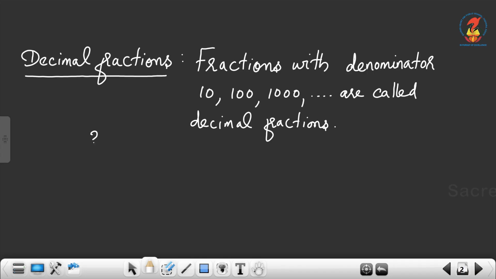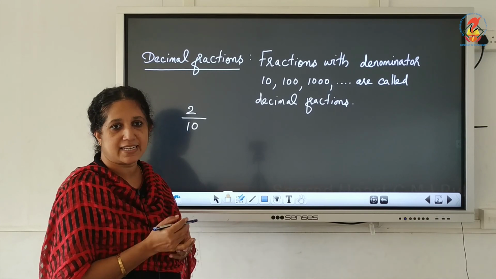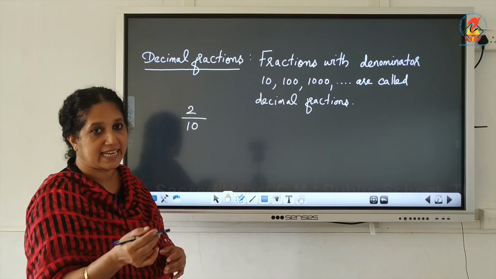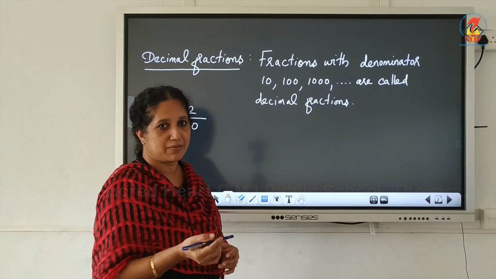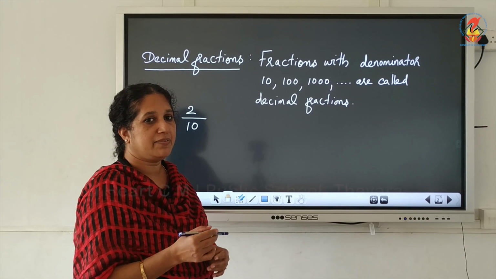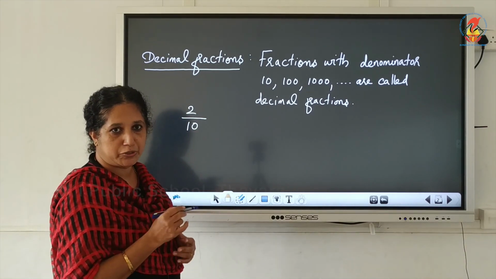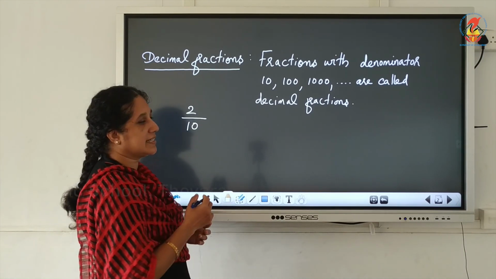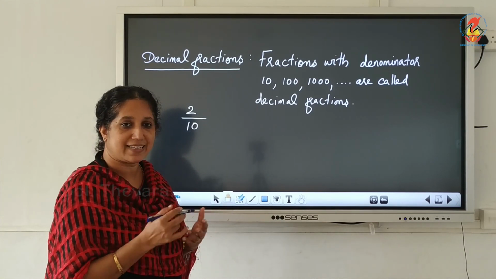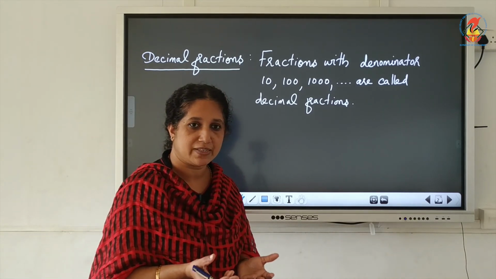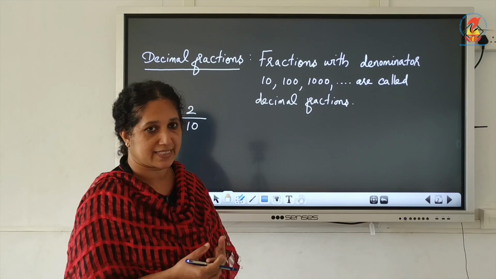For example, 2 by 10. Look at the denominator. The denominator is 10. So, 2 by 10 is a decimal fraction. What is meant by 2 by 10? 2 by 10 means there are 2 tenths. After the decimal point, we can write it as 0.2. So, decimal fractions means fractions with the denominator 10, 100, 1000.